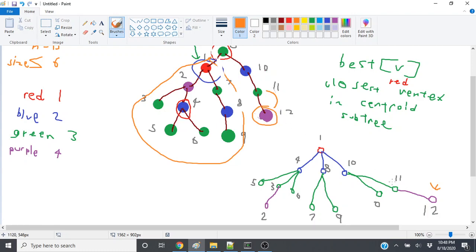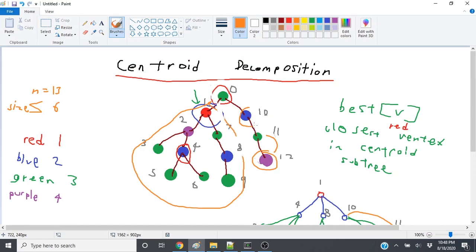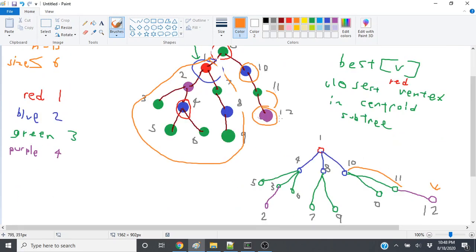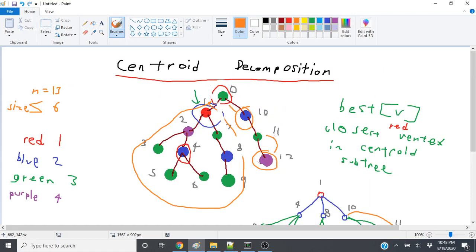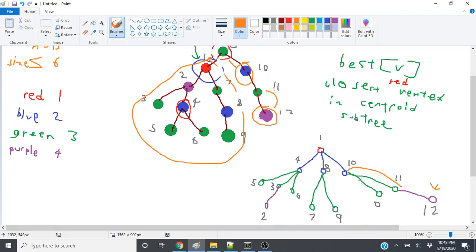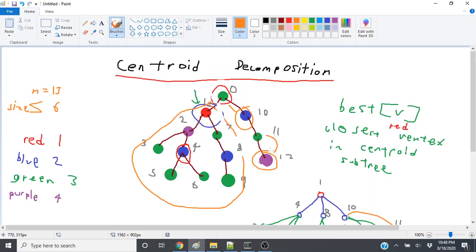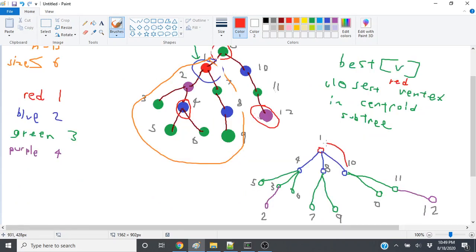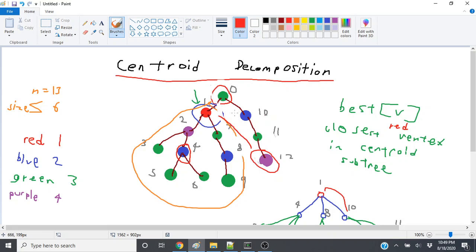Then we go up another parent to 10. Oh, wait, sorry. 10 includes 0, so best of 10 is 1. And therefore, we ignore it, because this distance is 2. And then I should make this red. Then we also go up to 1, and we check, and the distance here is 4. But because best of 1 is 0 from this vertex, we can ignore it. So it's the exact same thing we did with the original tree, except now we just have a new tree.